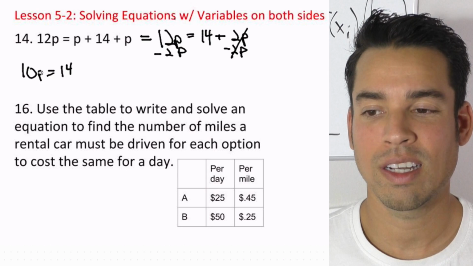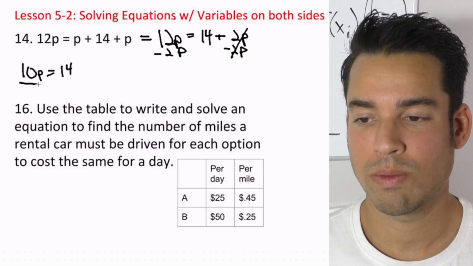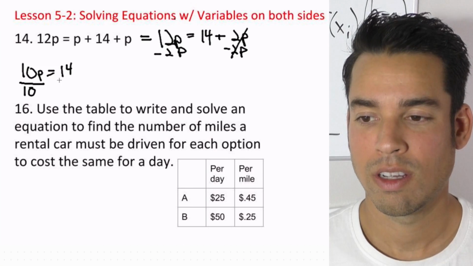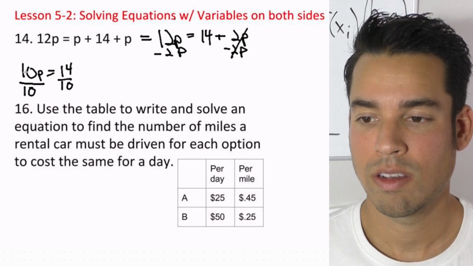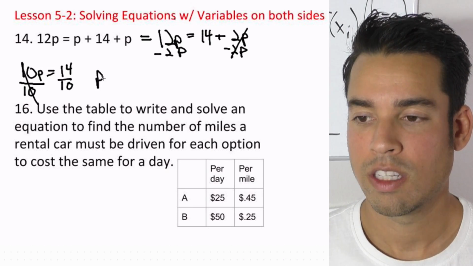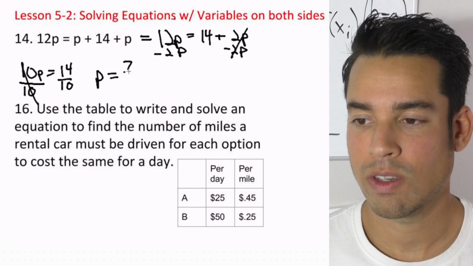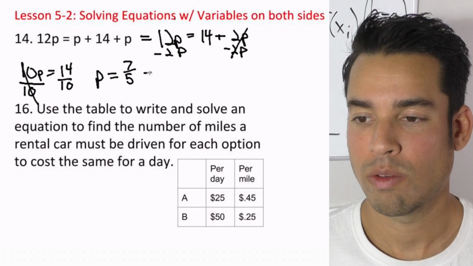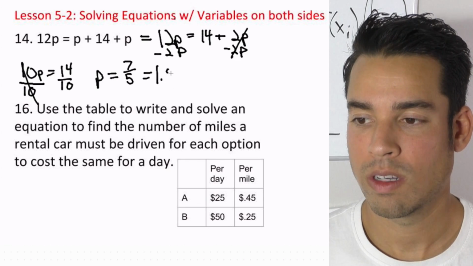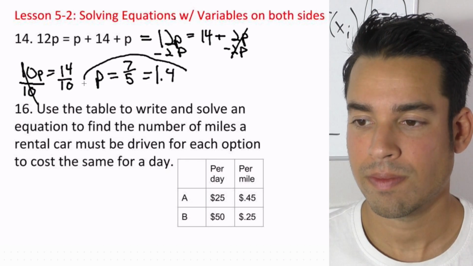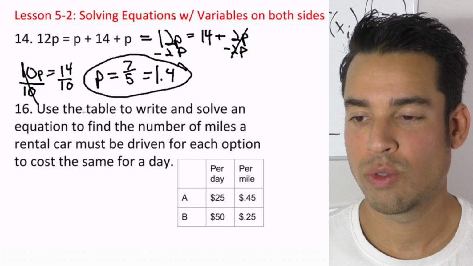Last but not least, now we've got to isolate this p, so we've got to get rid of that 10. We do that by doing the opposite of multiplication. We divide both sides by 10. Boom, those guys go away. This becomes p equals 14 over 10. We could also call it 7 over 5 if we reduce. We could also call it 1.4.